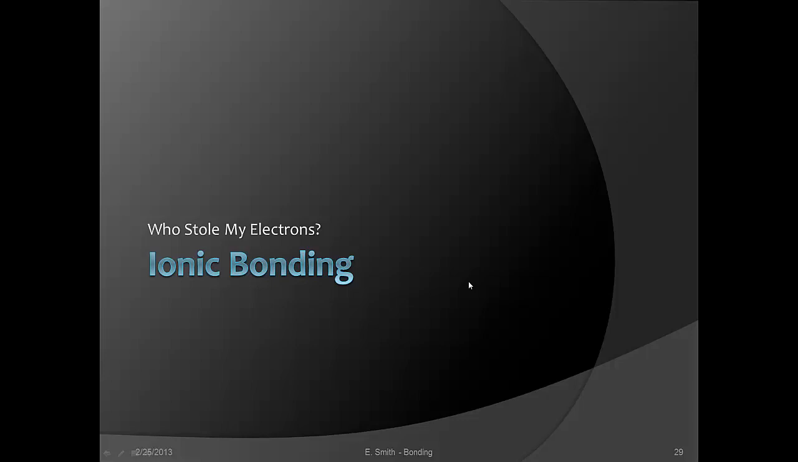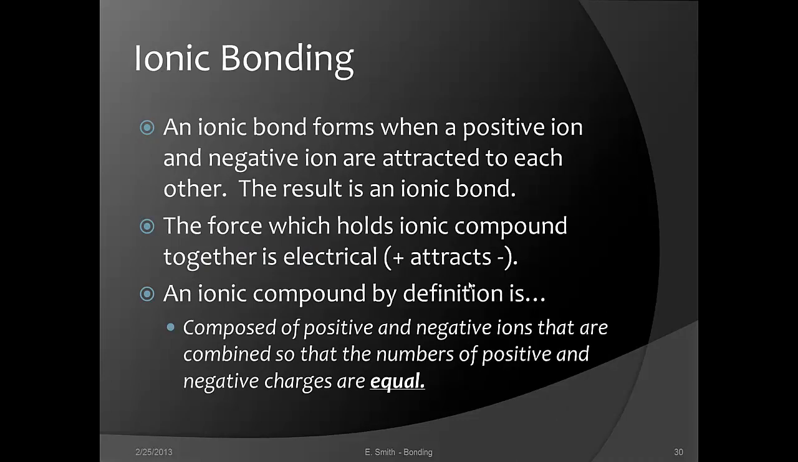Okay, this presentation is about ionic bonding. Now, let's just review quickly what ionic bonding is all about. It's the idea that a positive ion and a negative ion are attracted to each other. And so that resultant attraction between the positive and negative creates a very strong bond called an ionic bond. The force that actually holds it together is an electrical attraction.